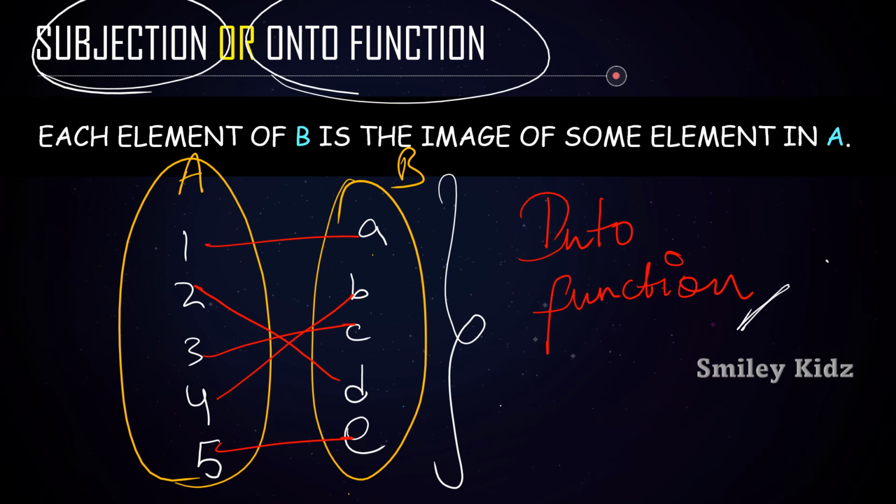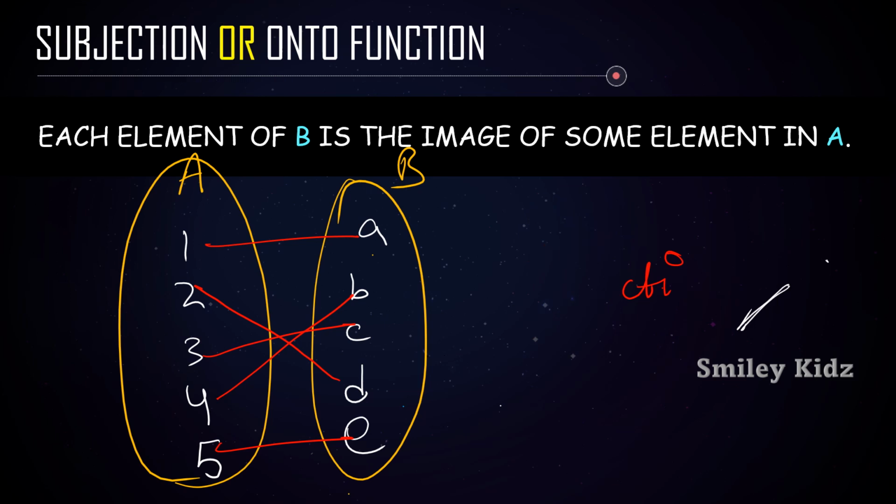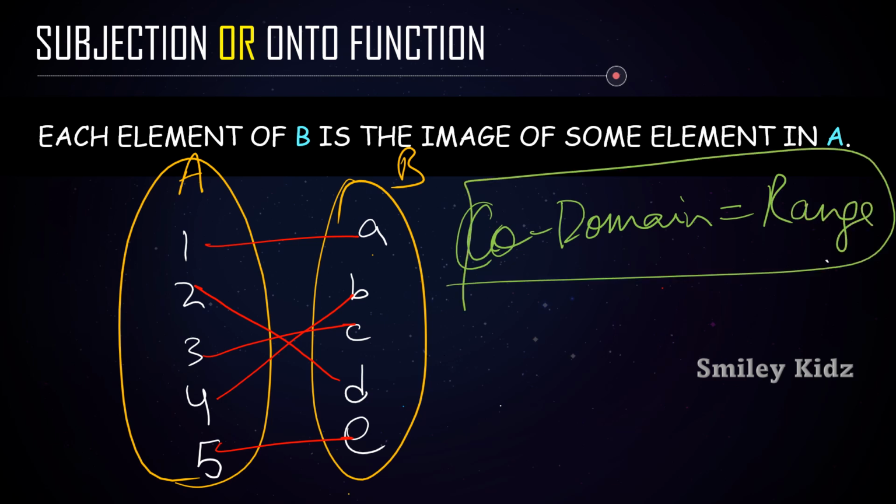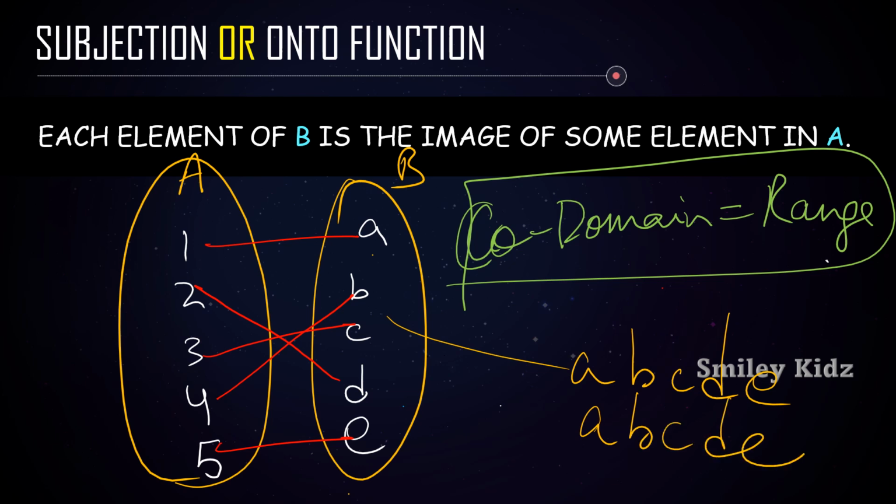Here, one thing that you're going to keep in mind while we are talking about onto functions is that the codomain will always be equal to the range in an onto function. Codomain is equal to range, isn't it? Here in this example, what is the codomain? A, B, C, D, E. What is the range? Range is the set of elements which are mapped, right? So A, B, C, D, E again. Aren't they equal? Yes. So codomain is equal to range in a surjective function or an onto function.